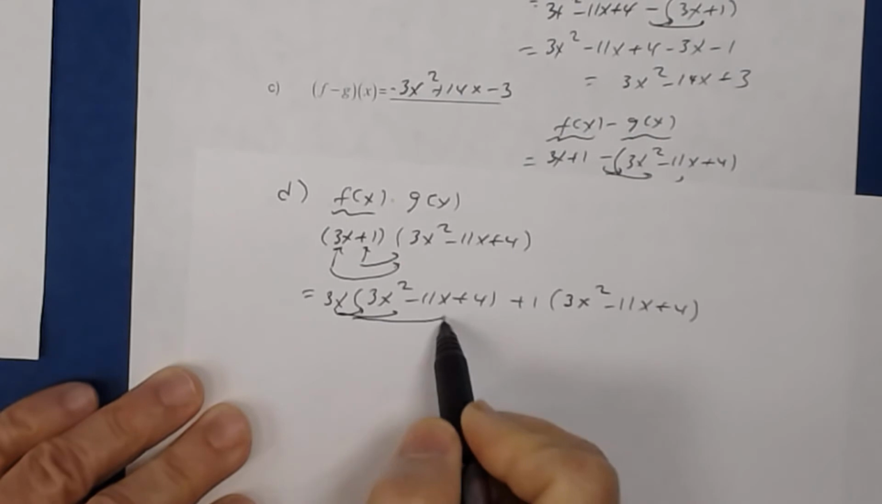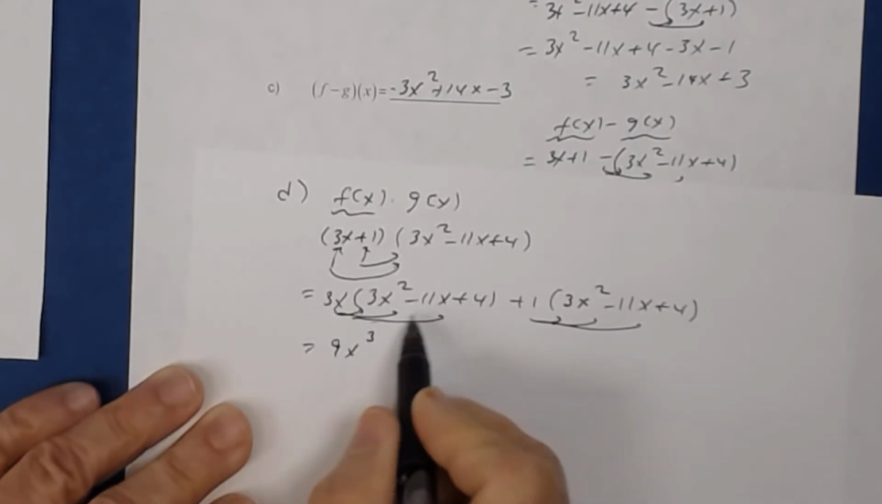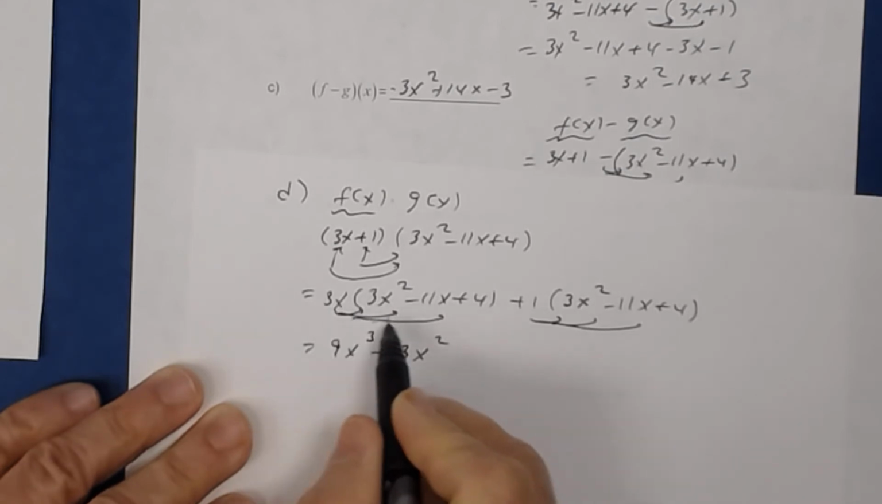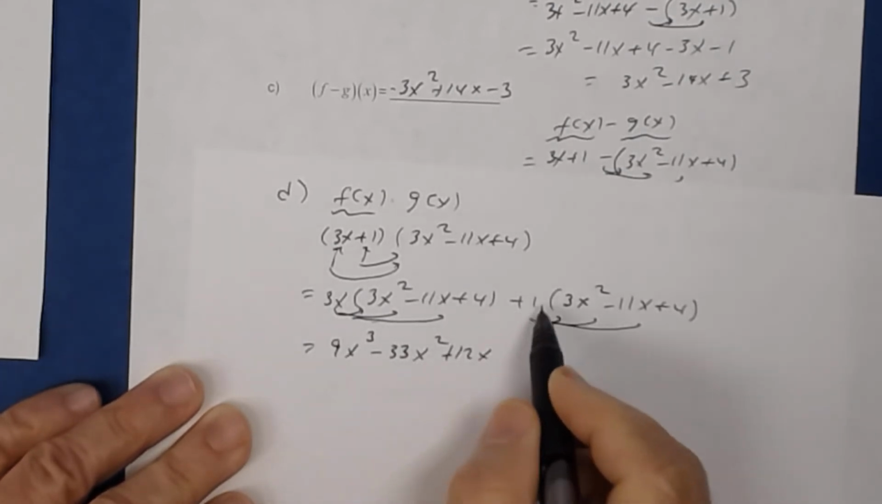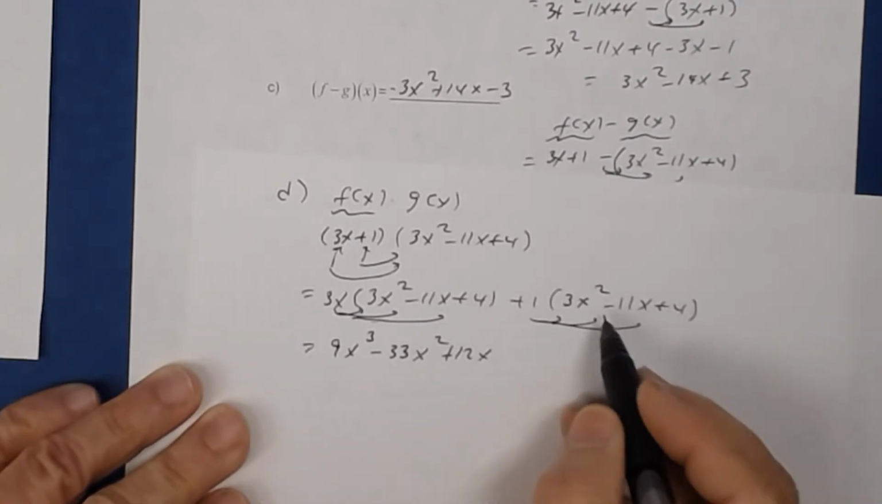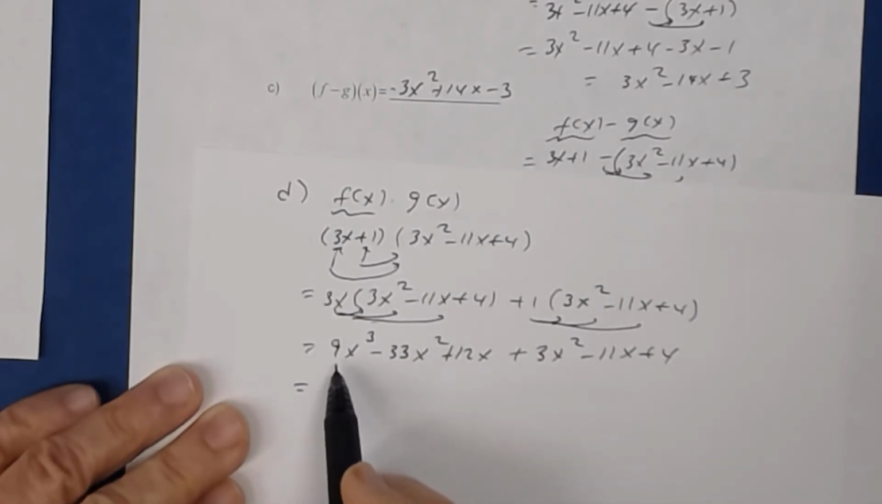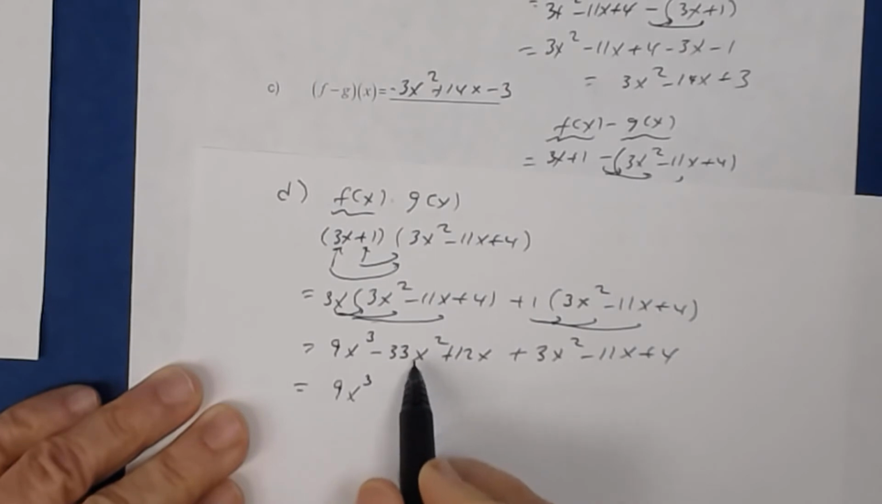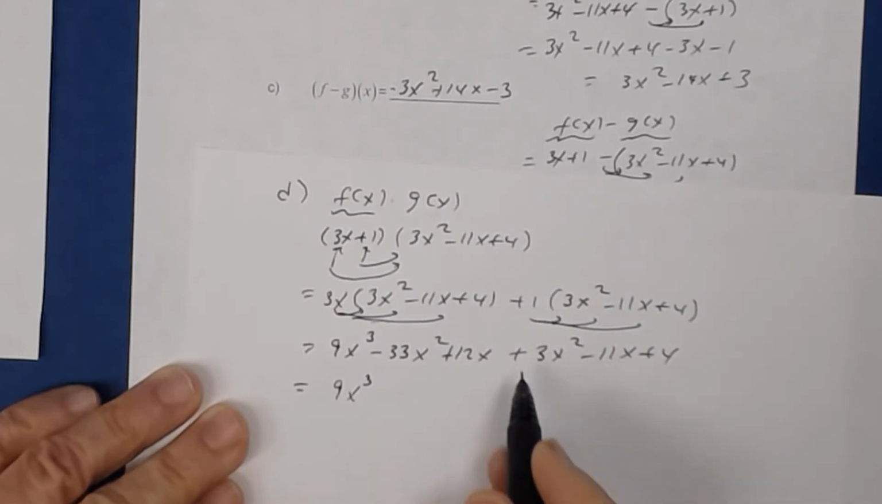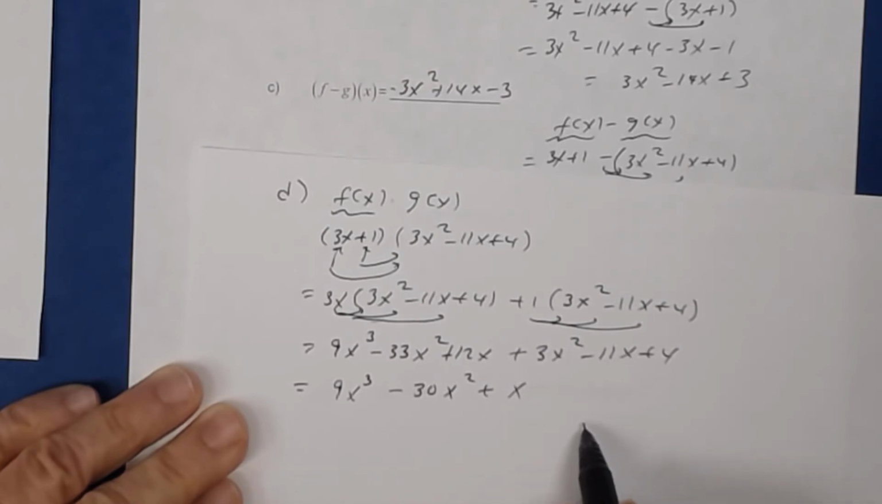And so when I do that, I get 3x times 3x squared is 9x cubed. 3x times the negative 11x is a negative 33x squared. And 3x times 4 is 12x. And remember, if this is the coefficient 1 and you're multiplying it by this quadratic expression, then it's just a quadratic expression. So 1 times all of these is that polynomial. So that's just 3x squared minus 11x plus 4. Then combine like terms. Let's put in descending order. So I get 9x cubed, negative 33x squared, and a positive 3x squared is a negative 30x squared. 12x and a negative 11x is just 1x, and then your constant is just 4. All right, so that is the product.